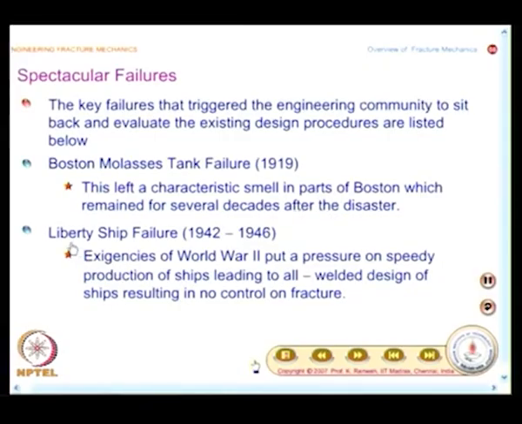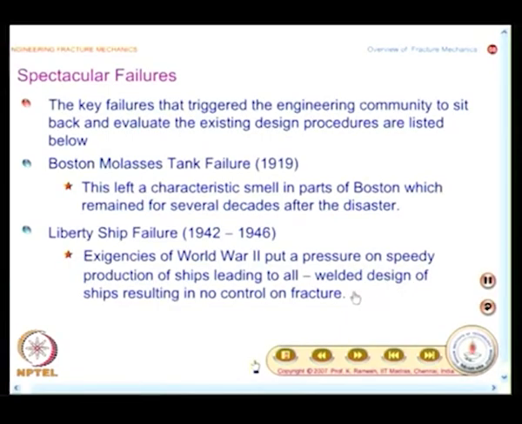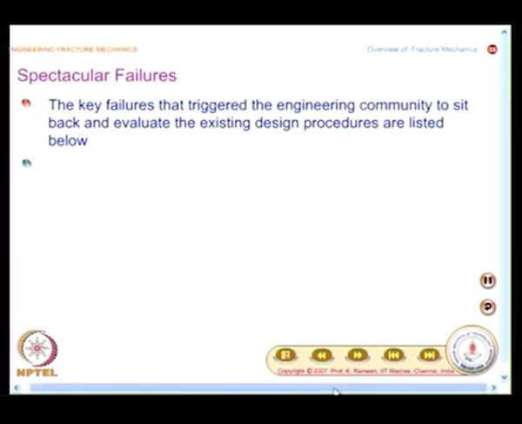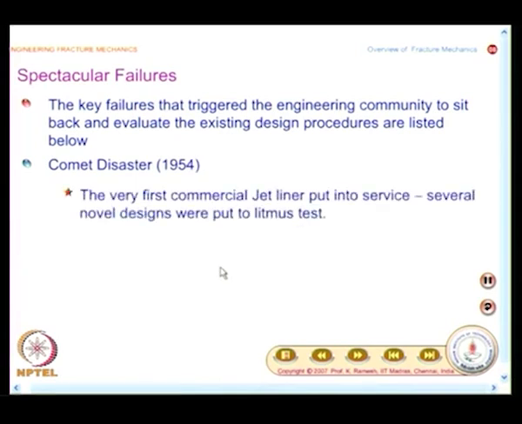Another famous failure was the Liberty ship failure, between 1942 and 1946. Exigencies of World War II put a pressure on speedy production of ships, leading to all welded design. Prior to that, ships were of riveted design, and it takes quite a bit of time to fabricate a ship. When they switched over to welded design, they could quickly make the ships. They also paid a heavy price for it. The ships failed; there was absolutely no control on fracture. We will see each one of these disasters one after another in elaboration. Right now, we only have a short summary; later we will look at some of these failures in detail.